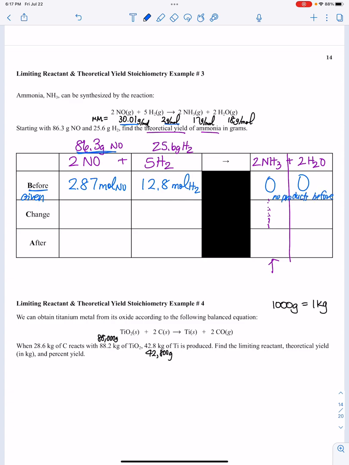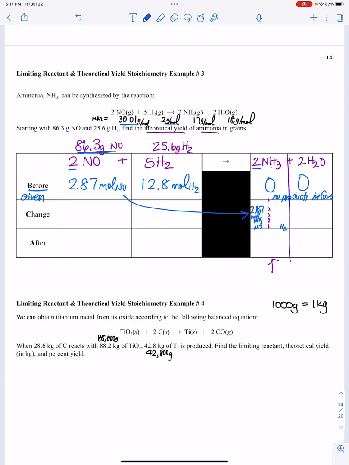Now, we don't really care about H2O, so I'm going to focus on the NH3. Let's look at the molar ratios here. For every 2 NO, there's 2 NH3. Let's say from NO and then from H2. If I was going from NO to NH3, if I was going to use all of my NO, I should get 2.87 moles of NH3. It's a 2-to-2 ratio, which is essentially 1-to-1.